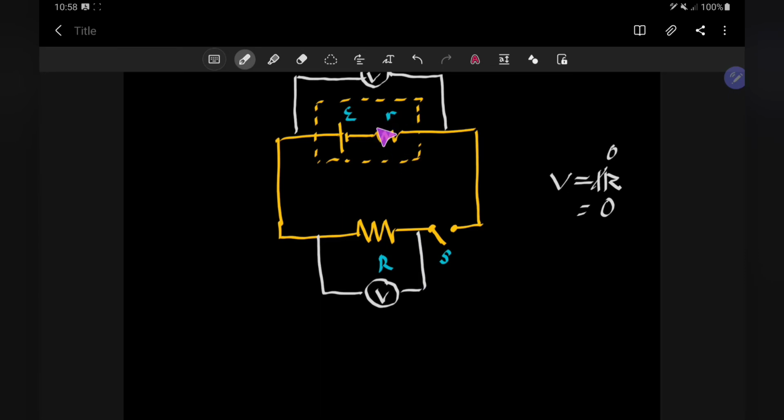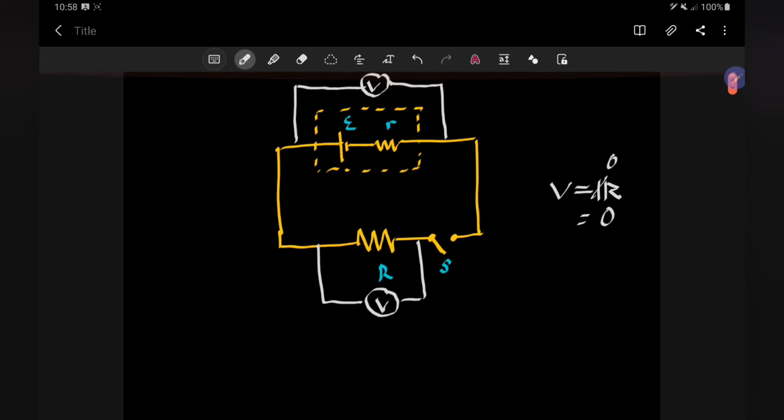Also for the internal resistance, since there is no current flow, the potential drop across the internal resistance also equals 0. So what do we have now? The reading shown by this voltmeter equals the EMF, while the reading on the other voltmeter equals 0. That means at that time, we just measured the EMF. The reading shown by the voltmeter now represents the EMF when the switch is off. Okay, listen, this is the EMF.